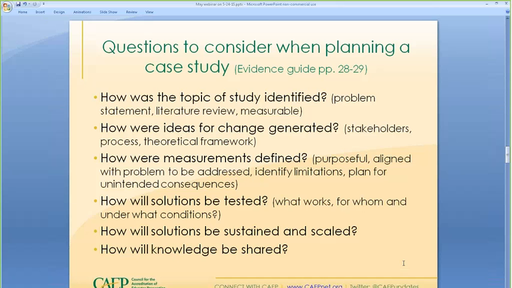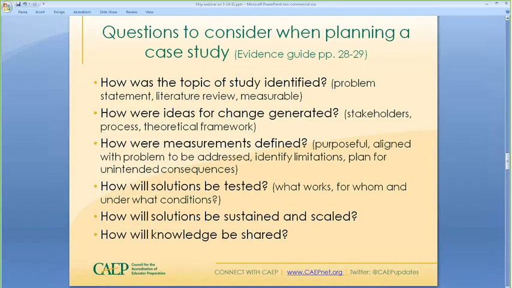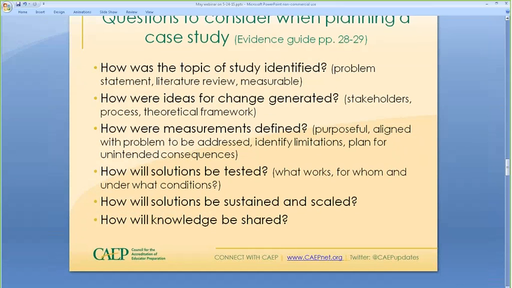So these areas right here are the areas that also appear in the evidence guide on pages 28 and 29. And when you're designing your case study, it would be good to think about how you would frame your responses to these questions in your self-study. So it's kind of a heads up.